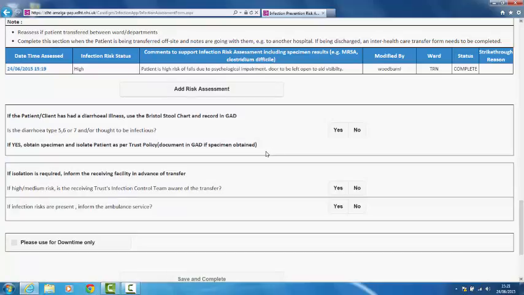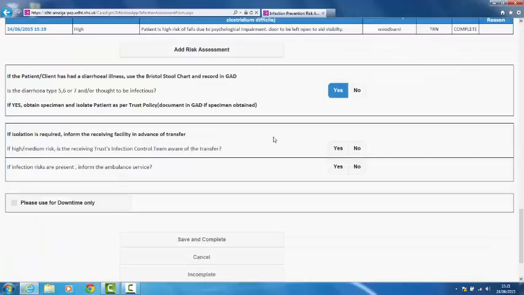If your patient has had a diarrhea illness or been admitted with an infectious diarrhea, you would use the Bristol stool chart to record the type. You check the patient's normal stool pattern and record in the GAD. If the patient has diarrhea of type 5, 6 or 7 and thought to be infectious, you would tick yes, isolate your patient and obtain a specimen and document in the GAD the time that you obtain the sample and the time that you move your patient into isolation.